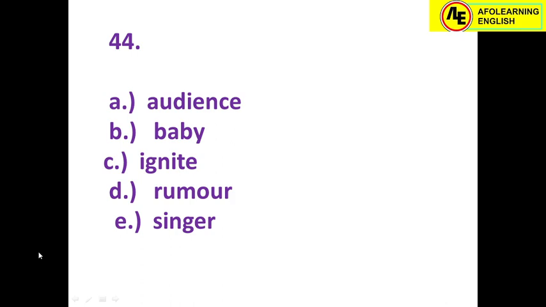Option A, audience. That is a noun as well, so primary stress on the first syllable. Baby. The same thing happens here. Ignite. Now this is a verb, so the primary stress falls on the second syllable. So option C is the correct answer.